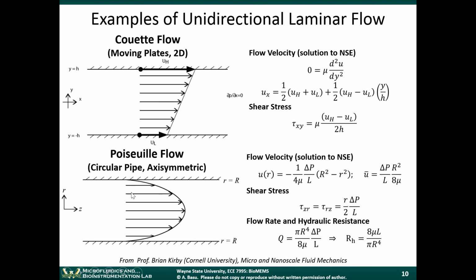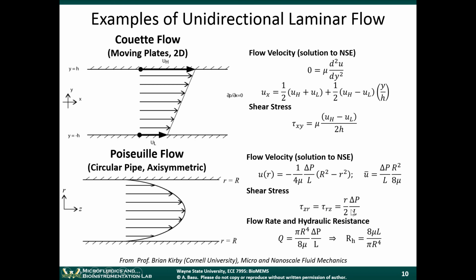The average velocity in the pipe. Okay, so if you were to take this flow profile and find the average velocity over the cross-section of the pipe, just by integration, you'll find that the average velocity looks something like this. The shear stress is given by R divided by 2 delta P over L.